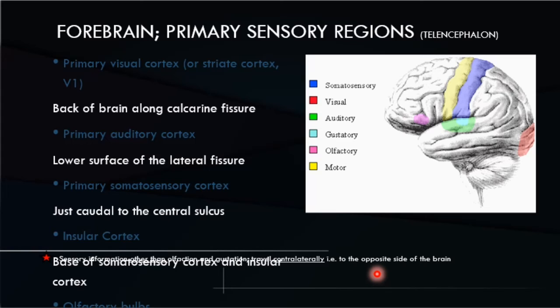So when it touches my right hand, the message goes to the left brain, and when I look at you with my left eye, the message goes to the right brain. That's contralateral. The opposite would be ipsilateral, when something goes from the same side of the body to the same side of the brain. So you want to know that everything other than olfaction and gustation travels contralaterally.